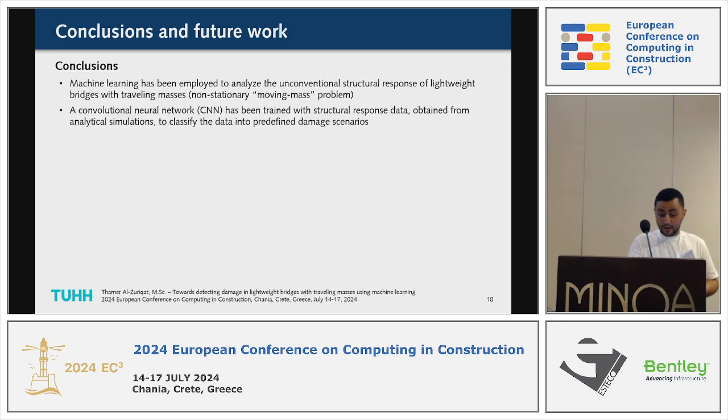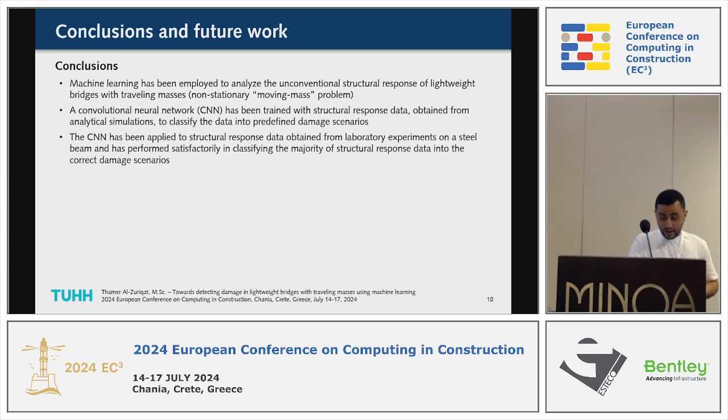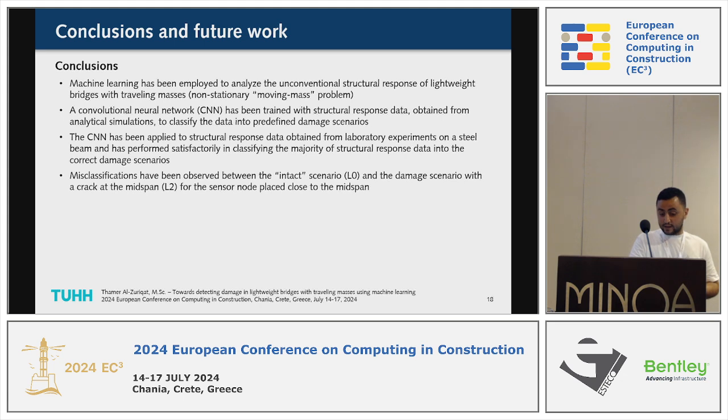As a conclusion, we used machine learning to analyze the unconventional structural response of lightweight bridges with traveling masses. We used convolutional neural networks trained with data obtained from analytical models to classify data into predefined damage classes or scenarios. This CNN has been tested with data obtained from the laboratory, and it showed satisfactory results, except in one case where we have damage scenario L0 and damage scenario L2, where it got misclassified.